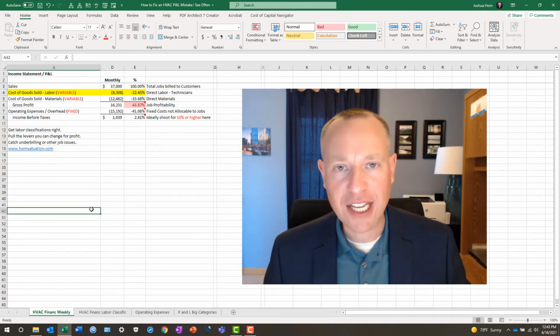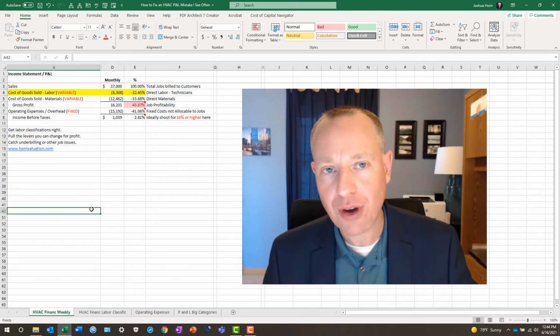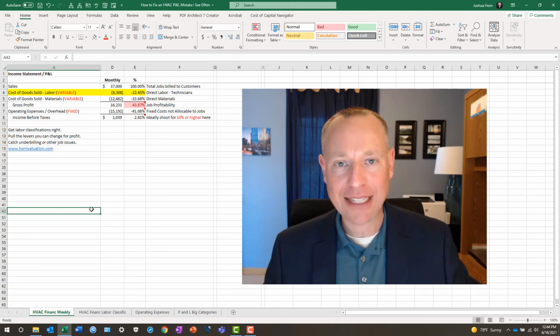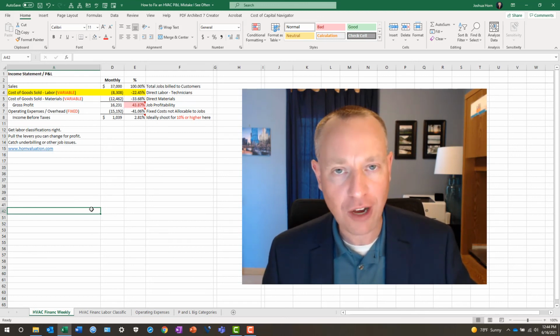So let's recap. Get your labor classifications correct. Cost of goods sold is for the direct materials and the direct labor of the technicians. The fixed costs or operating expenses are where the administrative salaries are, which would include you as owner if you are at the home office most of the time. If you are a manager and you are not directly billing jobs, it would also include your officer compensation.